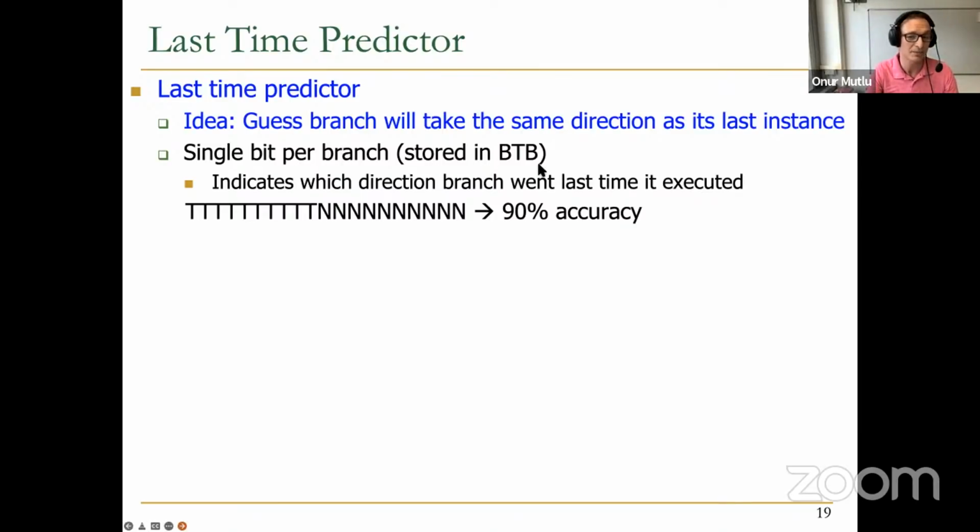It's stored in the branch target buffer, but it could be stored separately also, but it's indexed by the program counter, basically. You associate this last time prediction with a program counter. It indicates which direction the branch went last time it was executed.